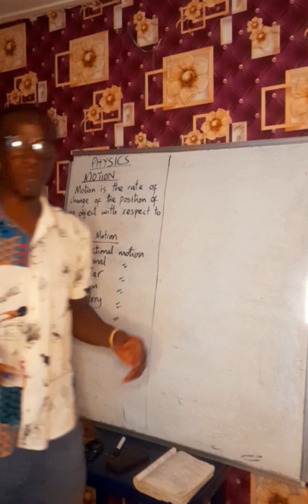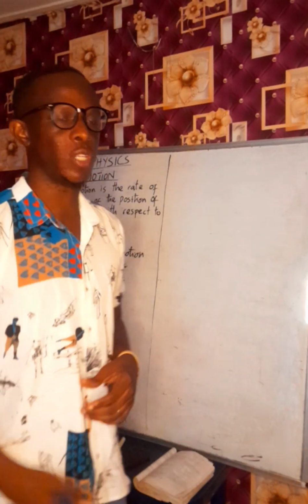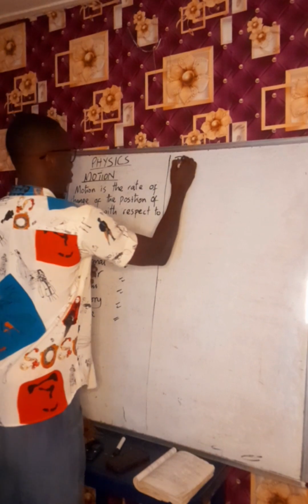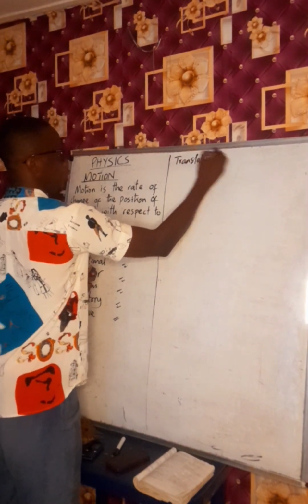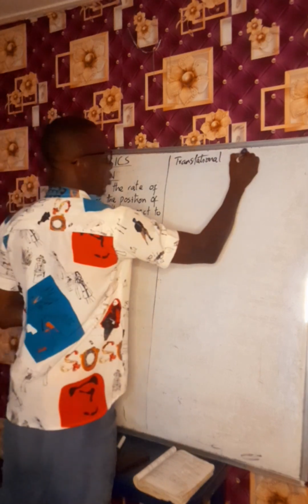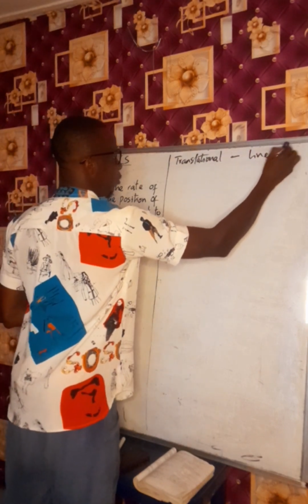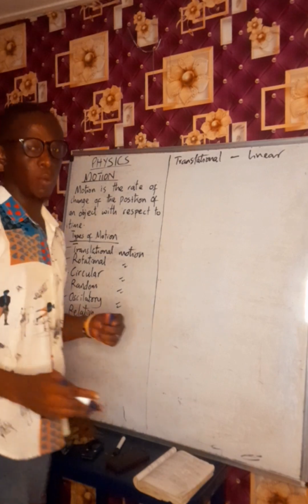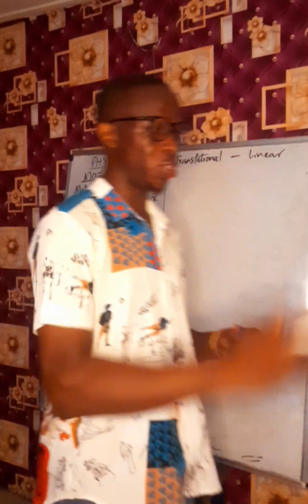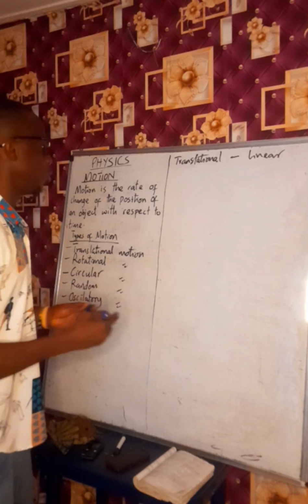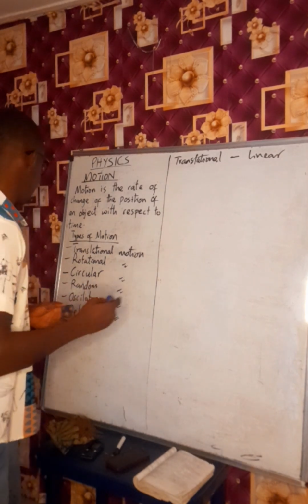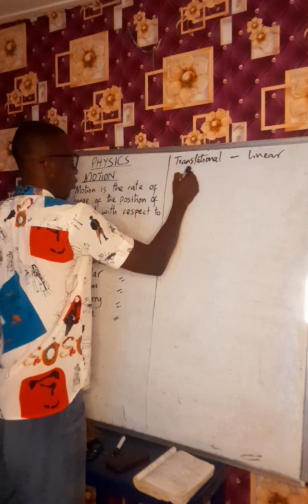Translational motion is movement on a straight path. So translational motion is movement on a what? On a straight path. So we can also call it a linear motion. For example, a boy running on a track in a 100-meter race. That is what? A translational motion. Are we together?